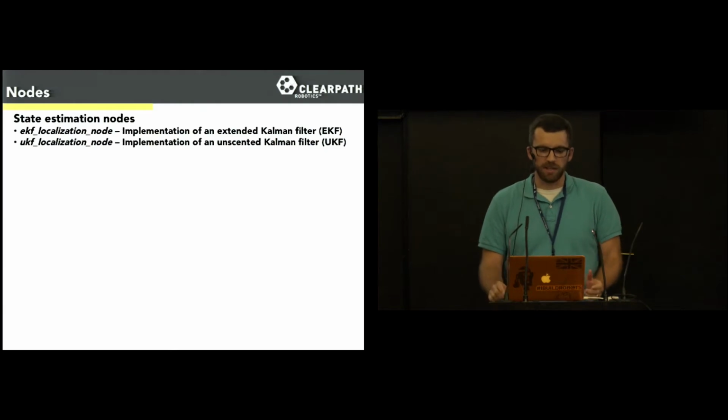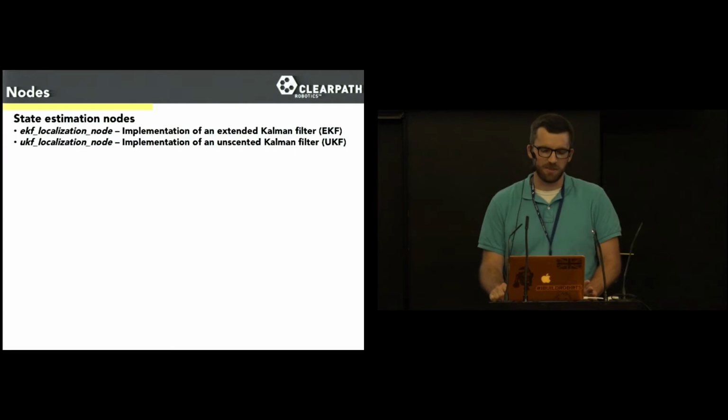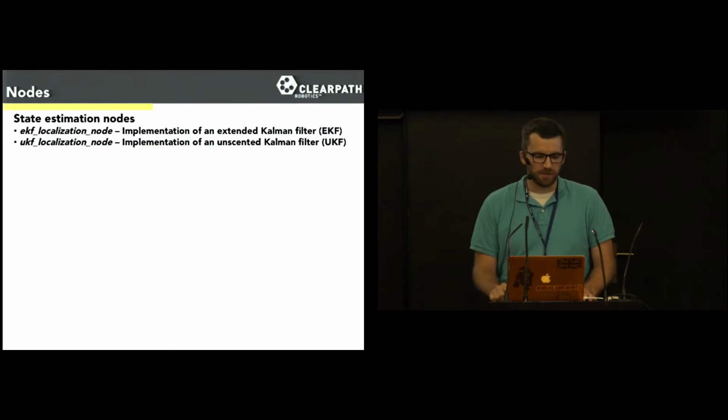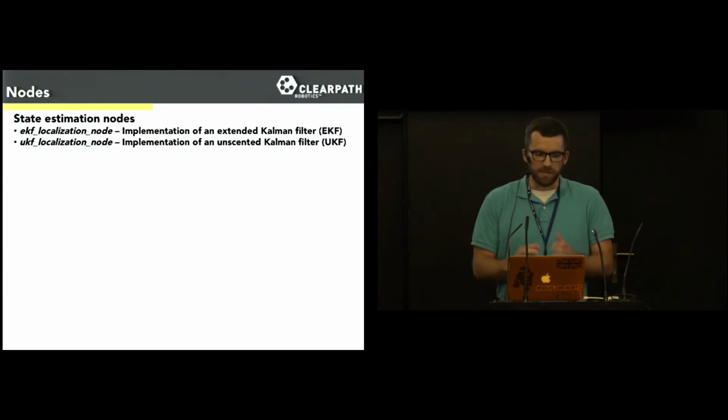So the nodes contained in the package, there are actually 2 filters, 2 state estimation nodes. The first is an implementation of an extended Kalman filter, EKF localization node. The second is an implementation of an unscented Kalman filter, UKF localization node. They both have identical interfaces. For all intents and purposes, you can use them interchangeably.